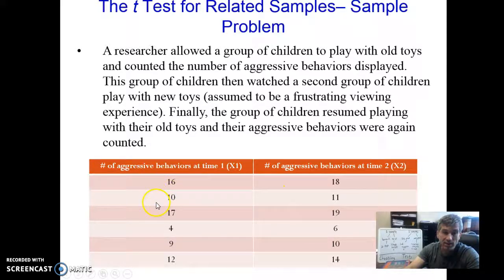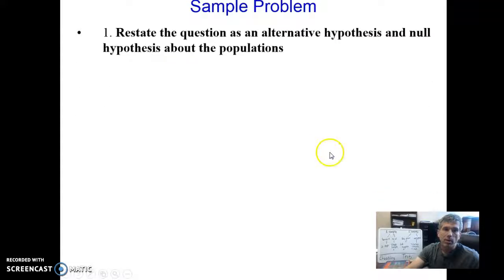So we've got 6 kids here. We've got measurements at time 1 before the deprivation, at time 2 after the deprivation, and we're going to see again if we can find a statistically significant difference between those two samples. So again, the first thing we do is create our hypotheses. The symbols change a little bit. The idea does not.